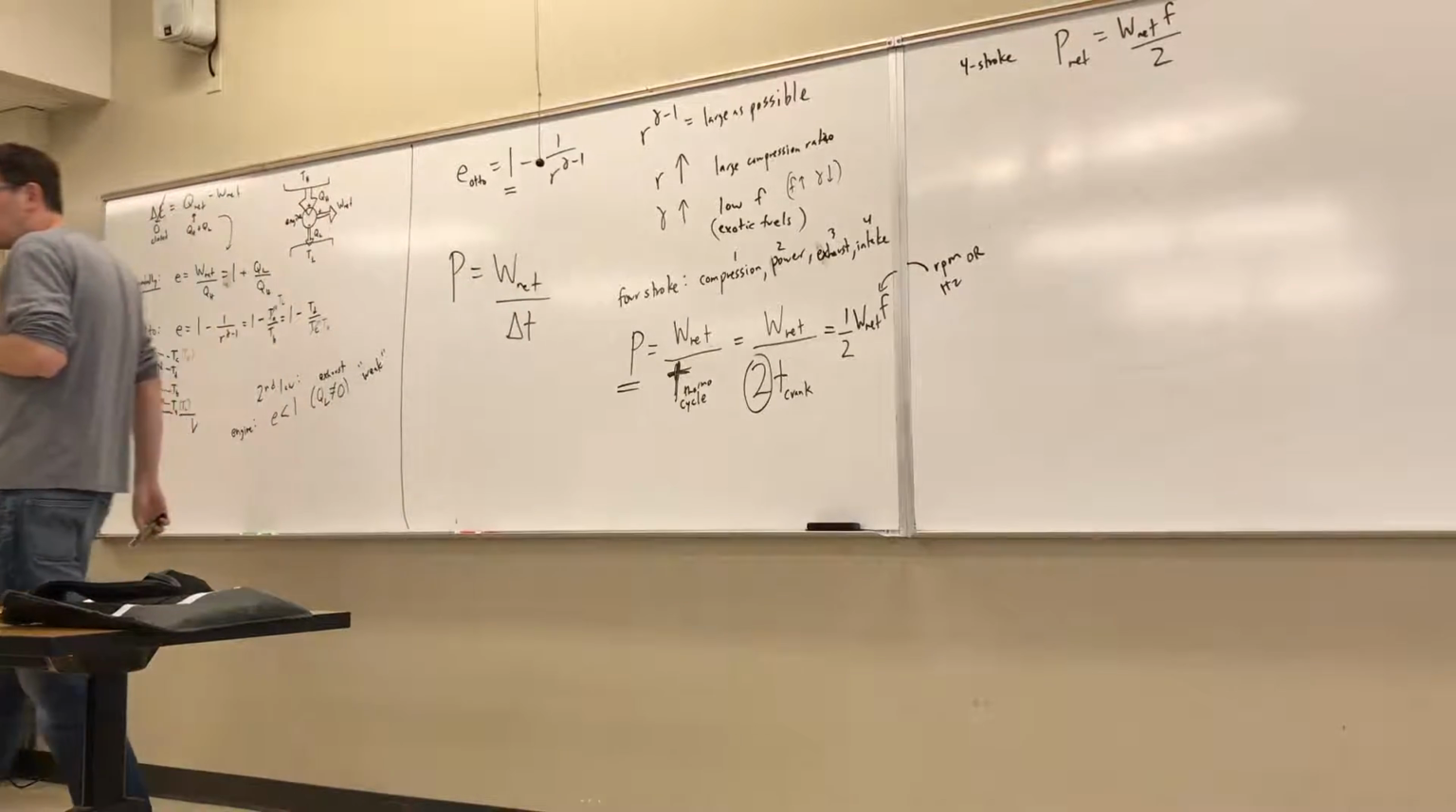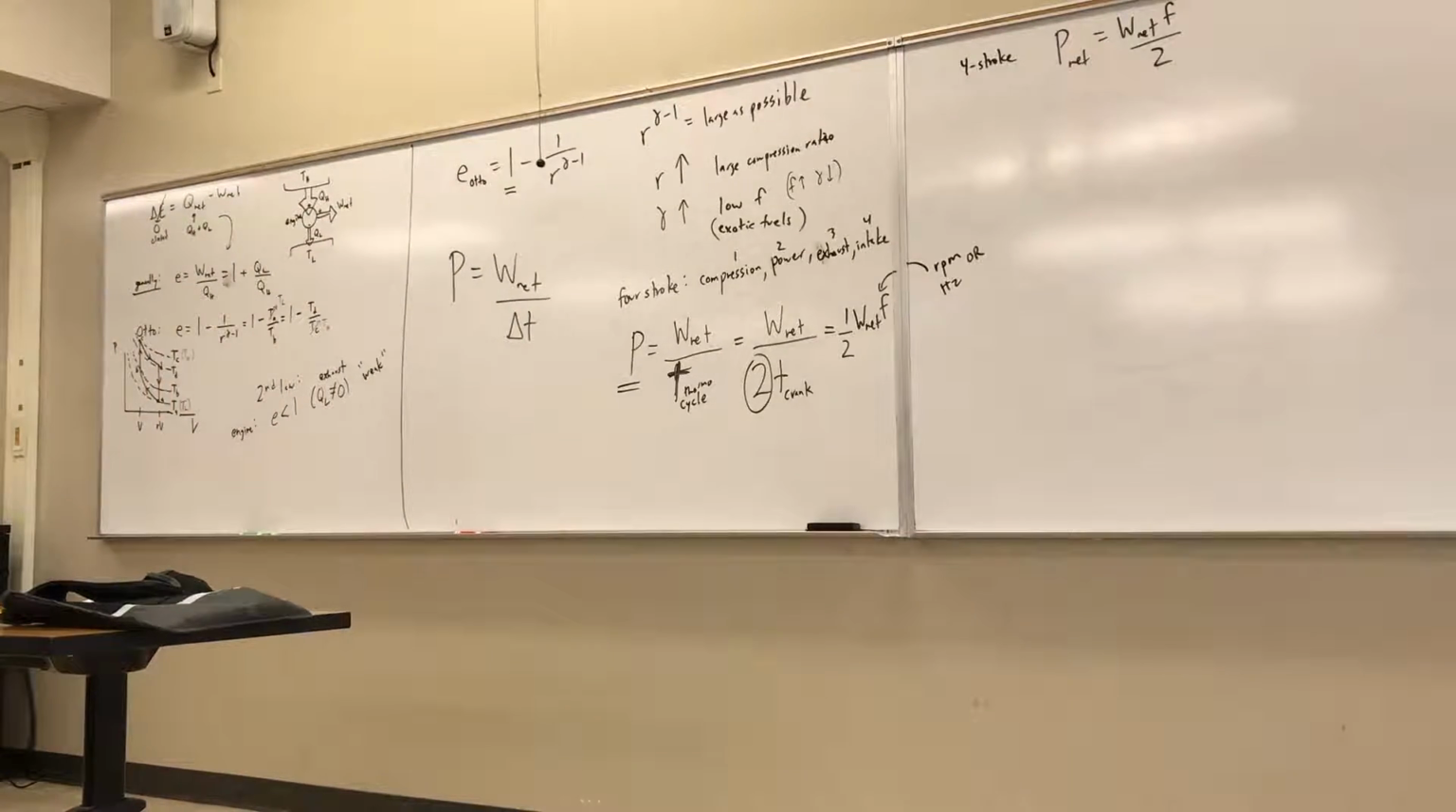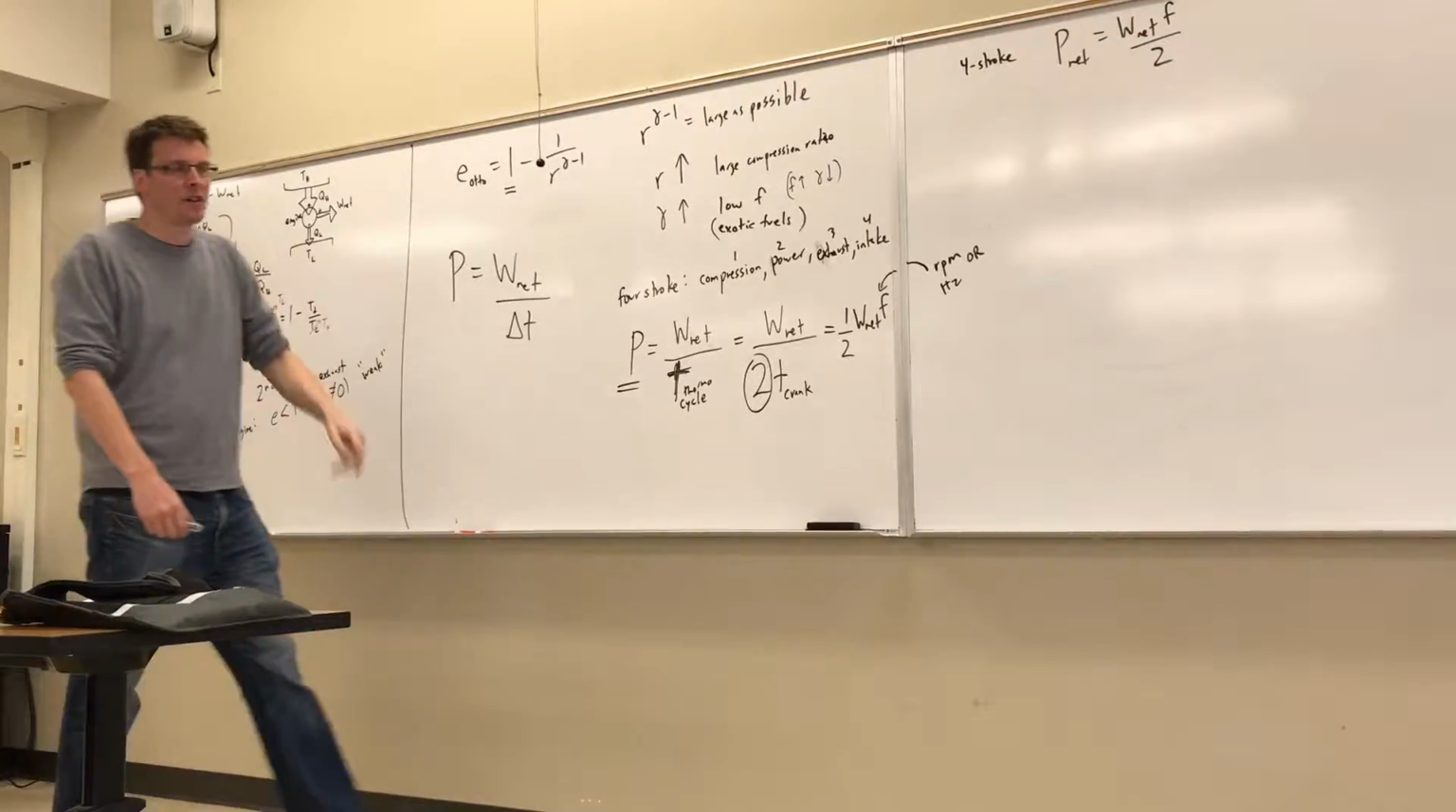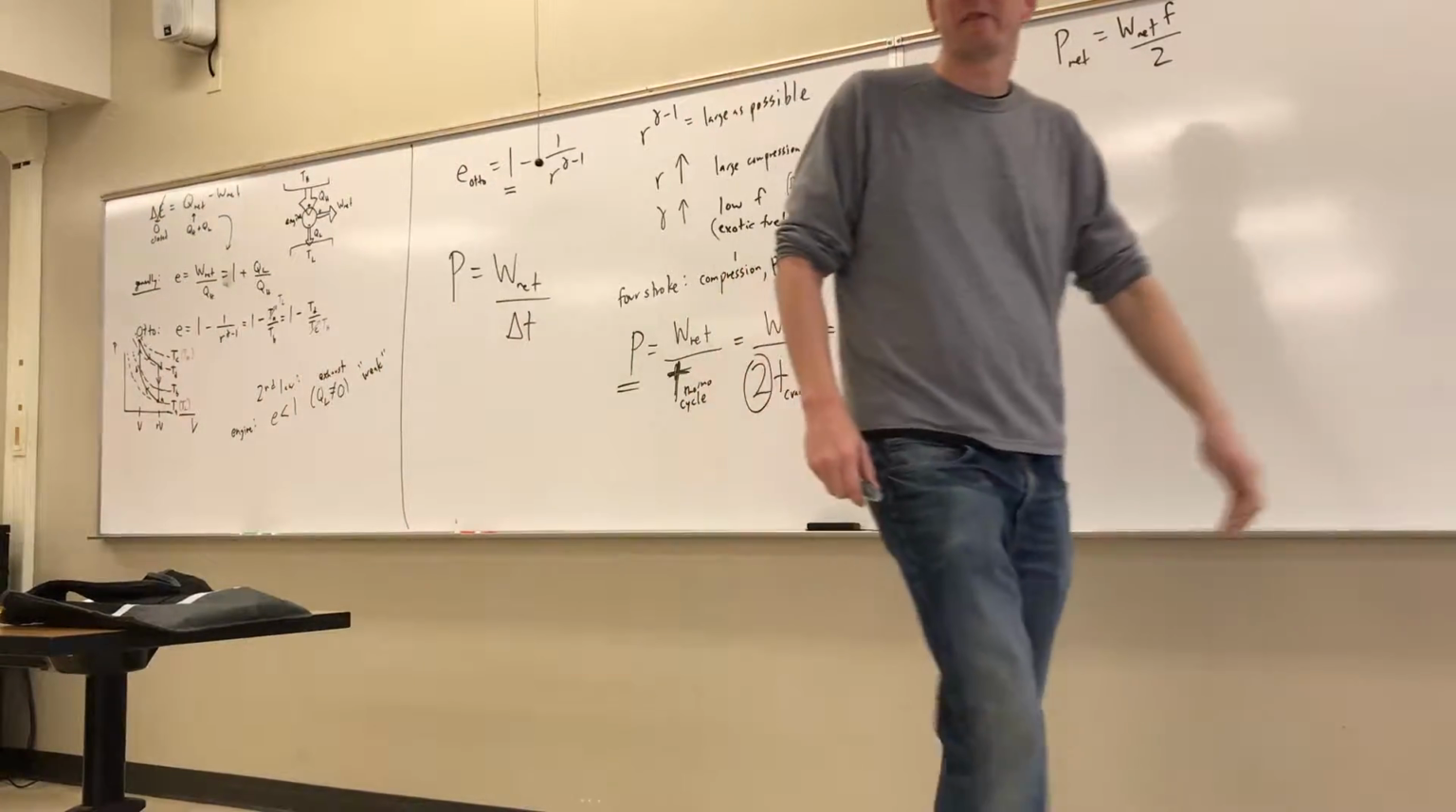So if you want to find out what the power output of a car engine is, you need to figure out how much work is done in 1 thermodynamic cycle and then multiply by the frequency that the crankshaft is running at.